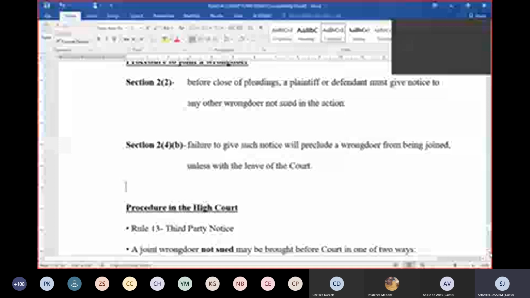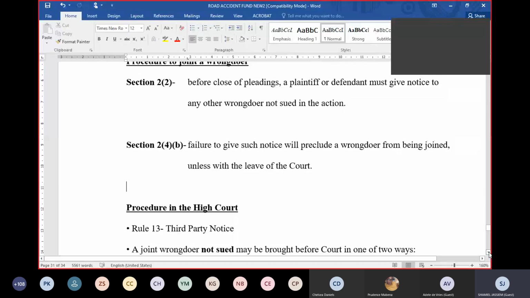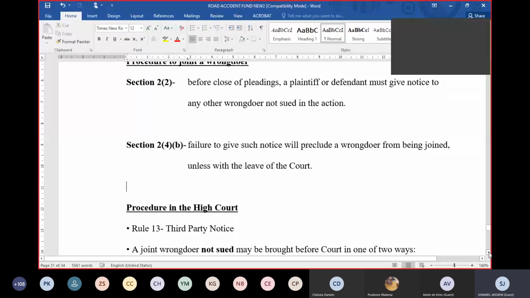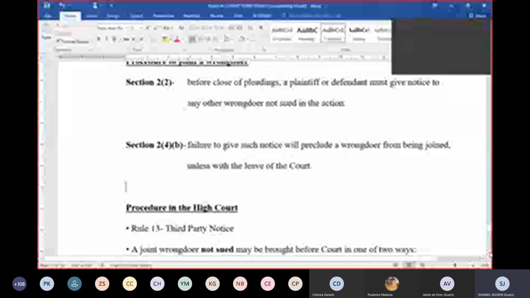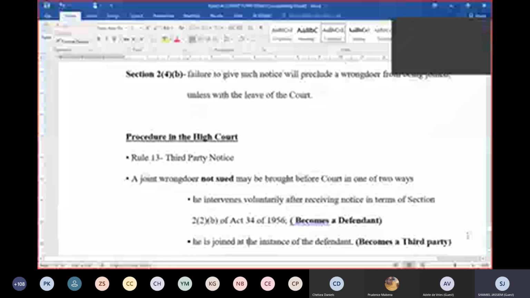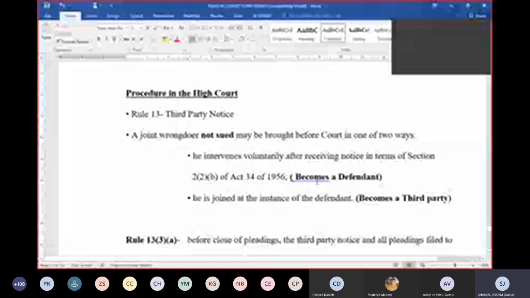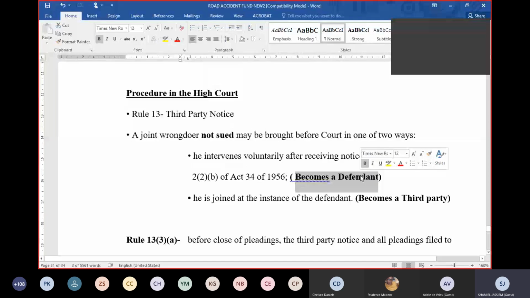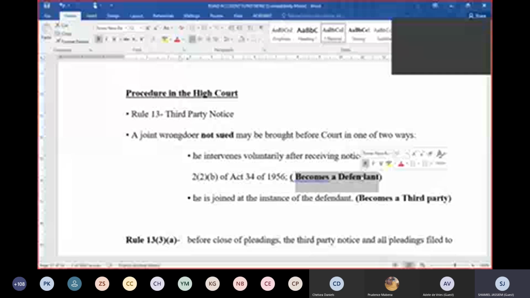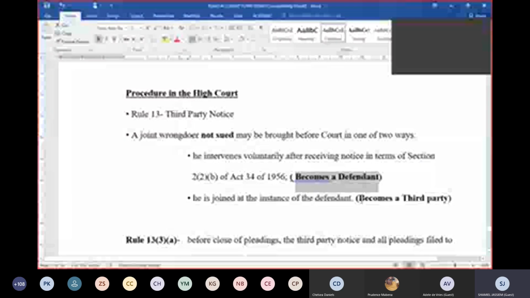Yes, this is what I was busy saying. I want to join you to proceedings. I sent you that notice in terms of section 2.2. We are in the High Court. You have a choice of either accepting my notice or rejecting my request. If you accept my request, you will be joined as the second defendant, because I'm already there as the first defendant. And if you refuse, you will be joined as a third party.